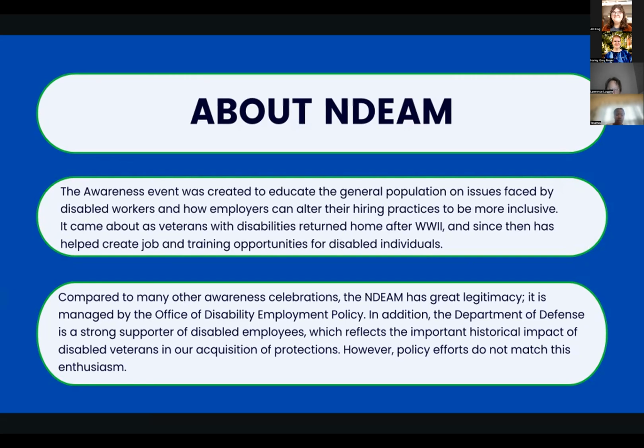Compared to some awareness events that are kind of made up by their communities, this one has a good bit of legitimacy behind it, with it being managed by the Office of Disability Employment Policy and supported by the Department of Defense and the DOJ. So this reflects the important historical context that we see from disabled veterans, which kind of segues into the larger disability access rights. But a lot of times these policy efforts don't really match that enthusiasm. And we have a big history of administrative support in this month. But the main thing that I see that makes these efforts not transfer over is the fact that disabled people aren't part of these efforts being made, like the planning of these efforts.